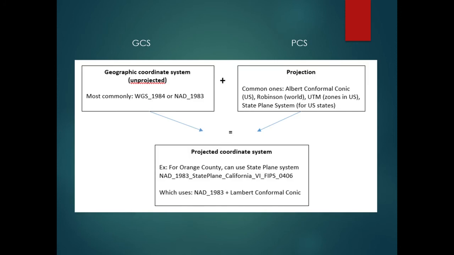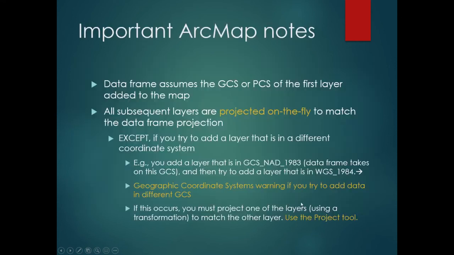So again, all data are collected in some geographic coordinate system. So all projected coordinate systems have both an underlying geographic coordinate system, such as NAD 1983, in addition to their projection. So ArcMap tries to project on the fly, and it can do that if you have all of the data layers in the data frame in the same underlying geographic coordinate system.